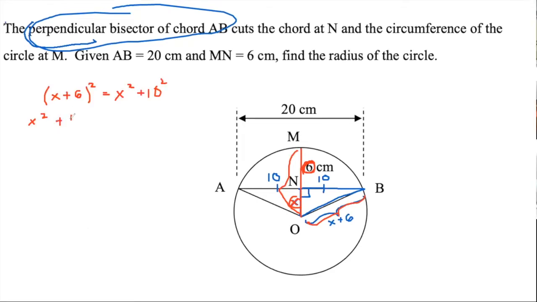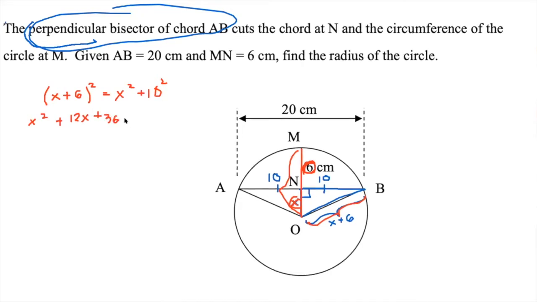So that will be equal to 12x. Use the FOIL method. Don't forget the FOIL method. Equal to 36, so this is equal to x squared plus 100. By horizontal cancellation, or the addition property of equality, you can remove that. So 12x is equal to 100 minus 36, or 64. So x is equal to 64 over 12.